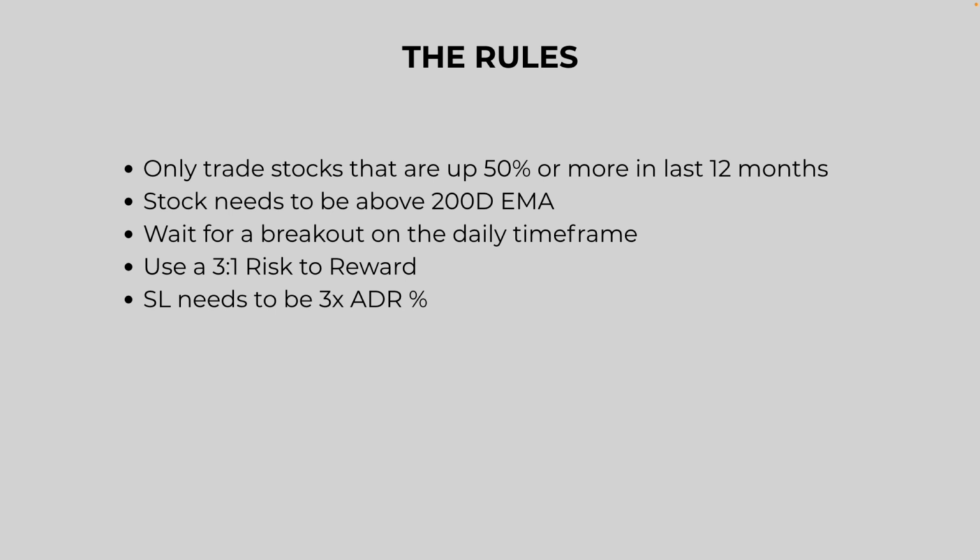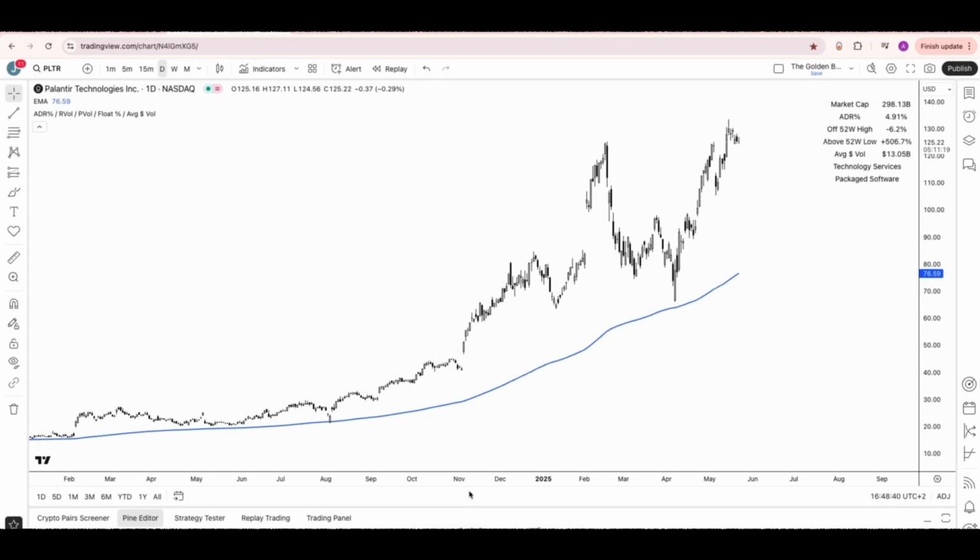So now that we have been over all the rules, let's go to the fun part. Now we're gonna go ahead and apply them on real life examples. Let's now take all those criteria and apply it into a real life example. Palantir is a stock that met all those criteria in 2024, so let's analyze it step by step.